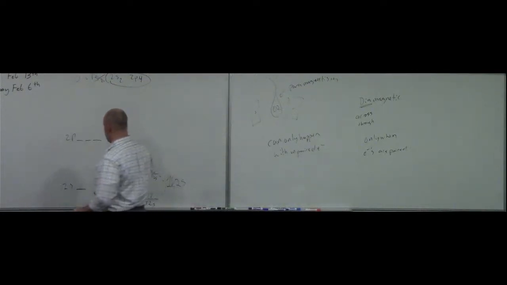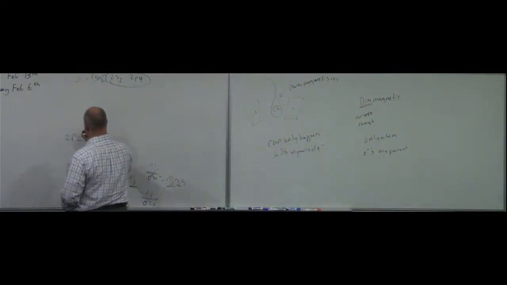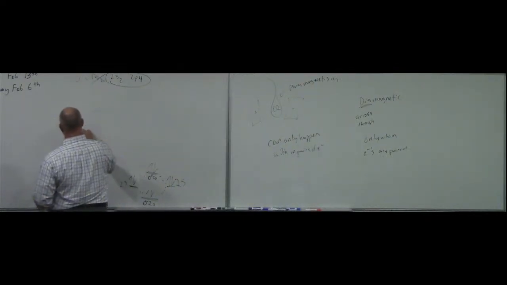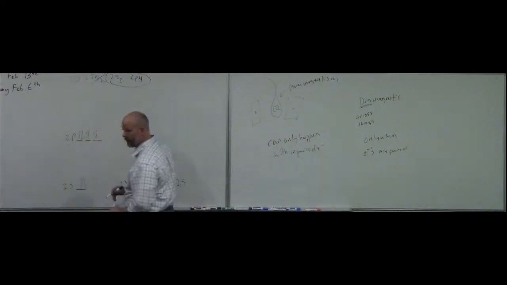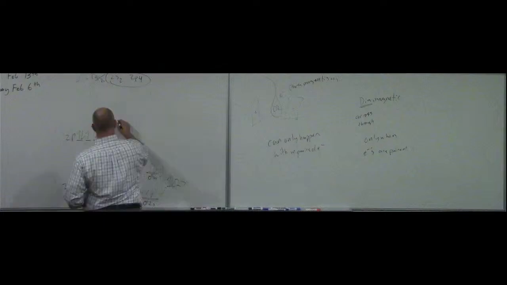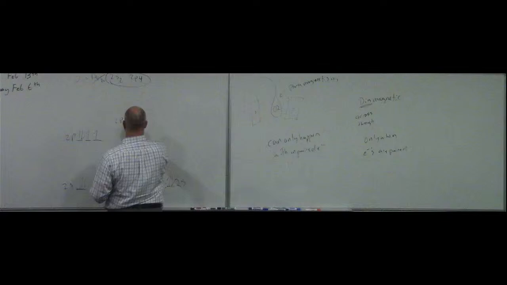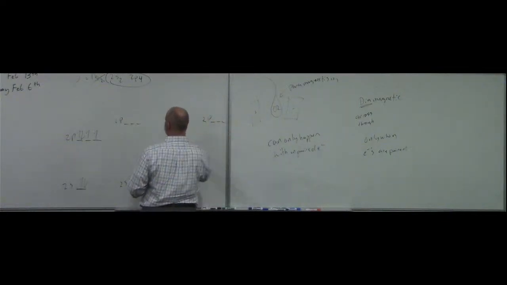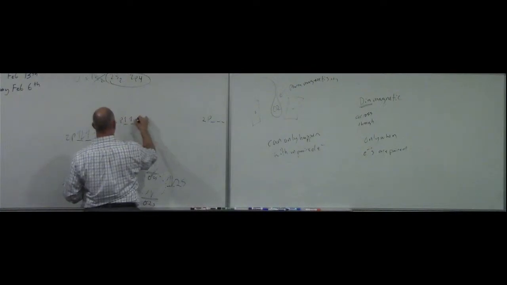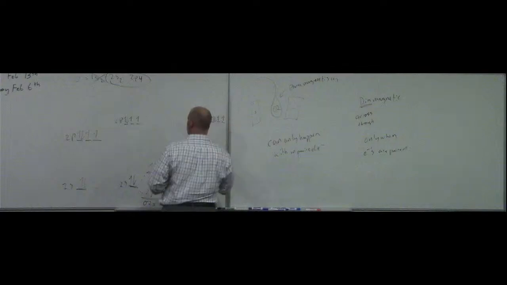Next, I've got my 2p's, right? So for oxygen, it's got 4, right? So up, up, up, down, and that's what it looks like, okay? So I come in here and I go, all right, 2p: I've got 1, 2, 3, and I've got 2p, 1, 2, 3. So I'm going to go up, up, up, down, up, up, up, down.